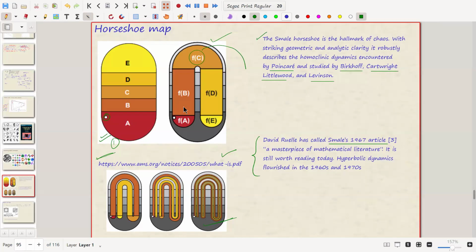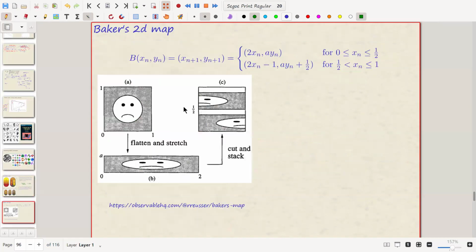So this is known as kneading, kneading dynamics, and the Baker's map was inspired by this kneading dynamics, and this is how chaos is found. So actually the parota you are eating is chaotic. So this is the Baker's 2D map.